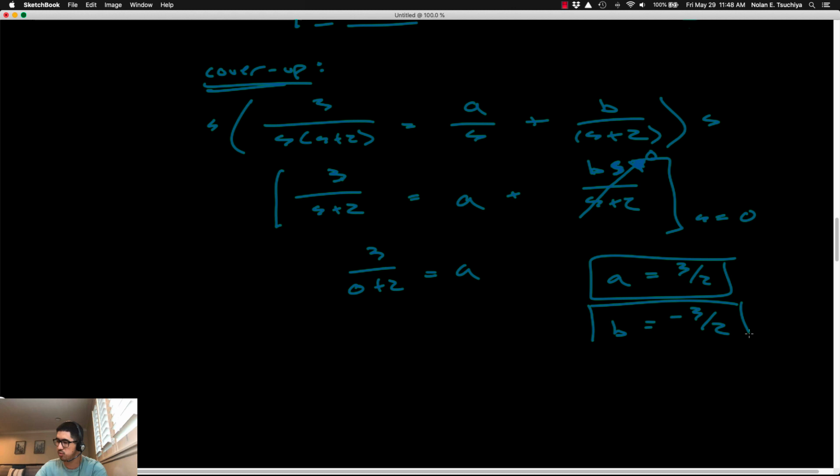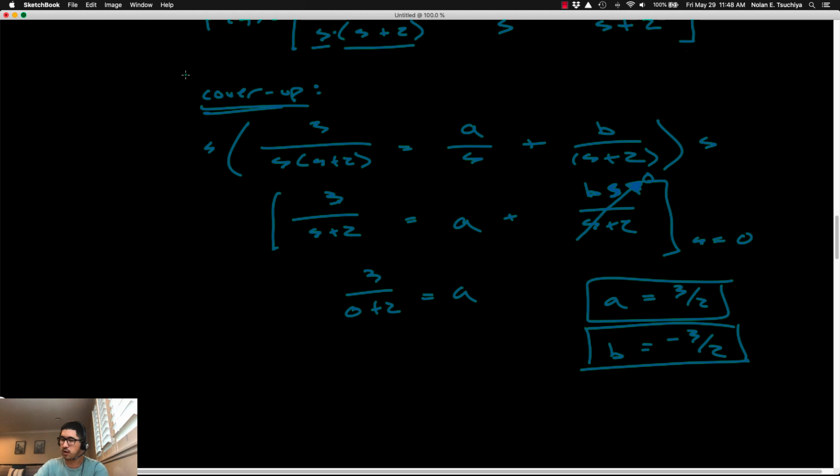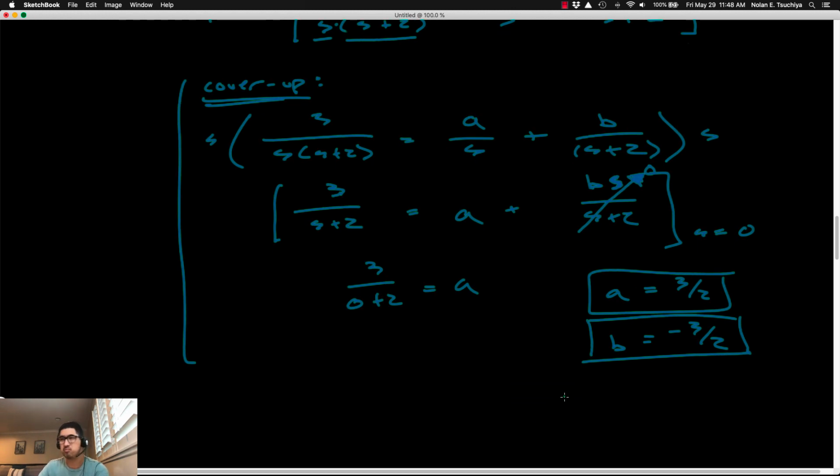So I encourage you to try that yourself. The full solution is in the notes if you want to refer to that. But this is how you apply the cover-up method for finding the coefficients a and b. Now you've gone through all this work to find these coefficients. Are you done with the problem? No, really you haven't even started, right?